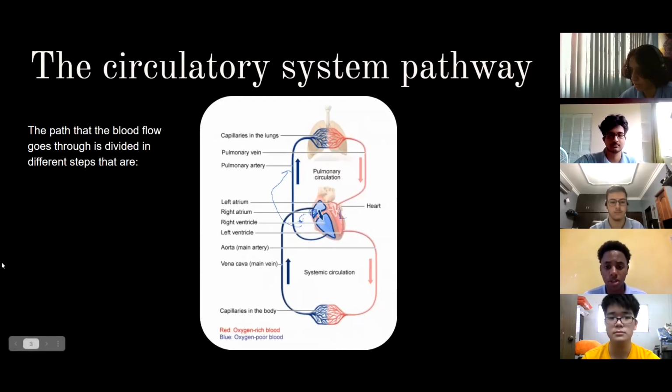The oxygen-rich blood flows through the arteries to the capillaries, where the blood distributes the oxygen to the other organs. The oxygen-poor blood flows from the capillaries to the veins and circulates back to the heart to receive the oxygen it needs.